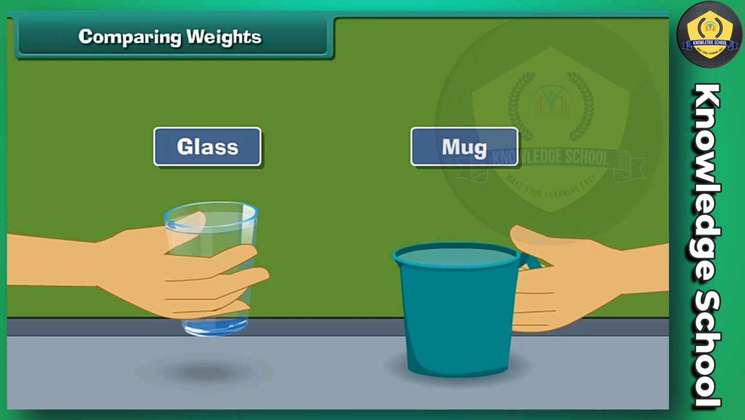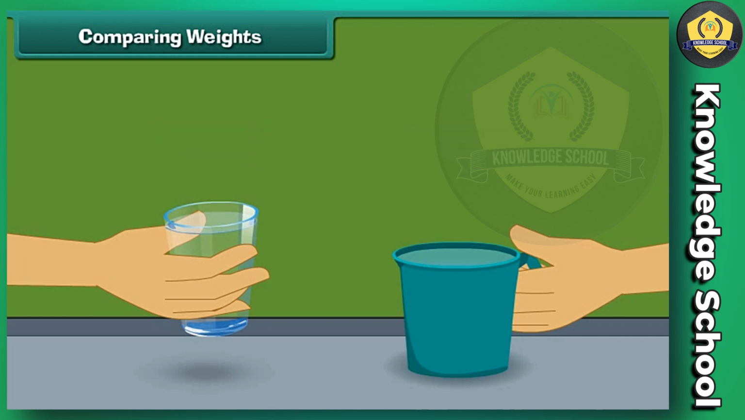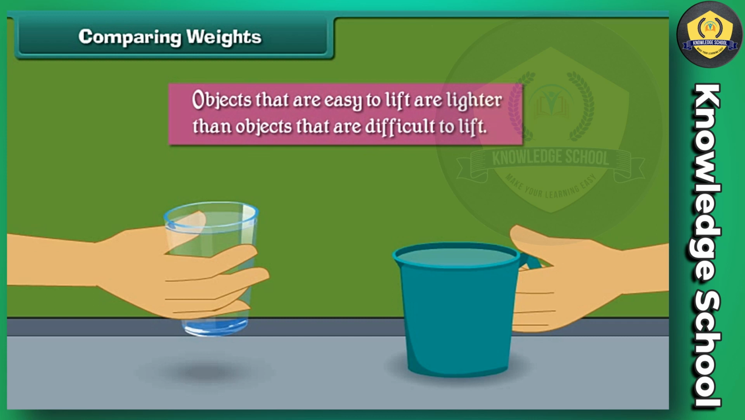Quite obviously, the glass filled with water. It is lighter than the mug filled with water. Therefore, we can say that objects that are easy to lift are lighter than objects that are difficult to lift.